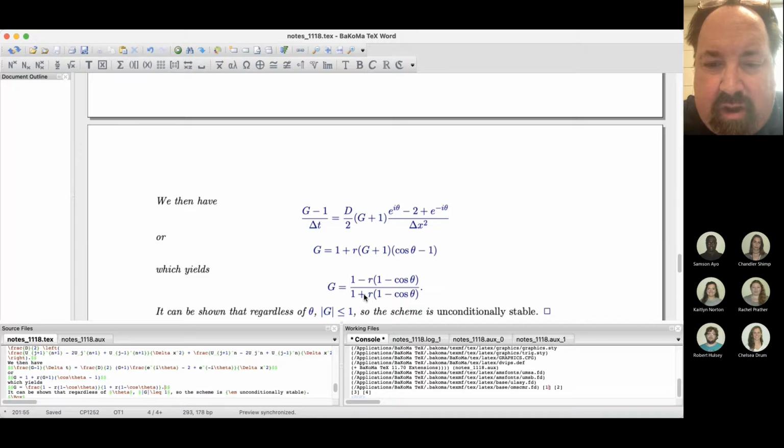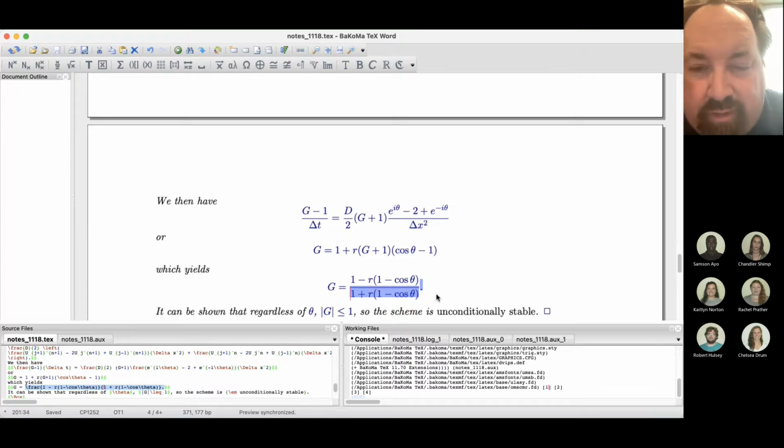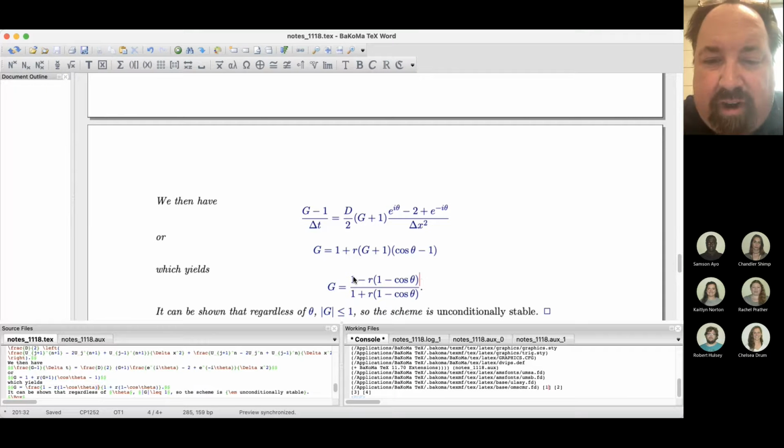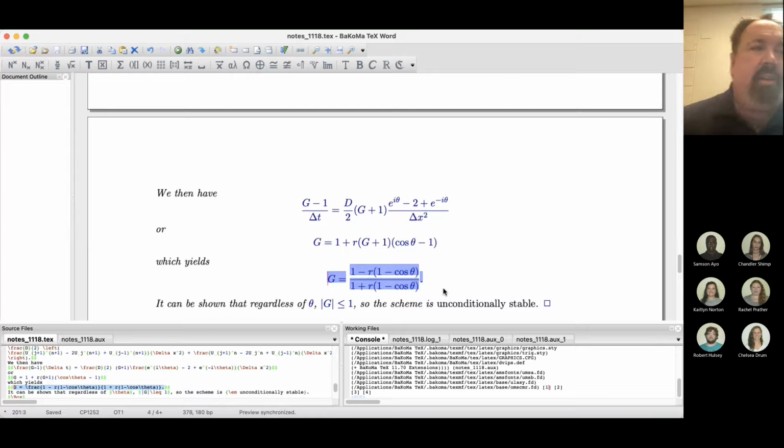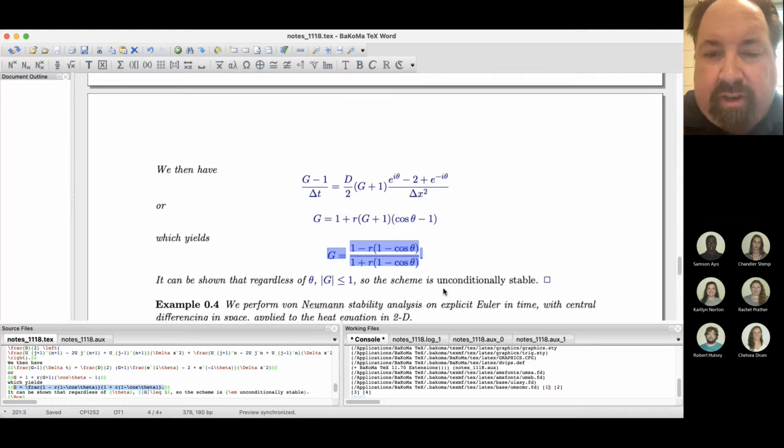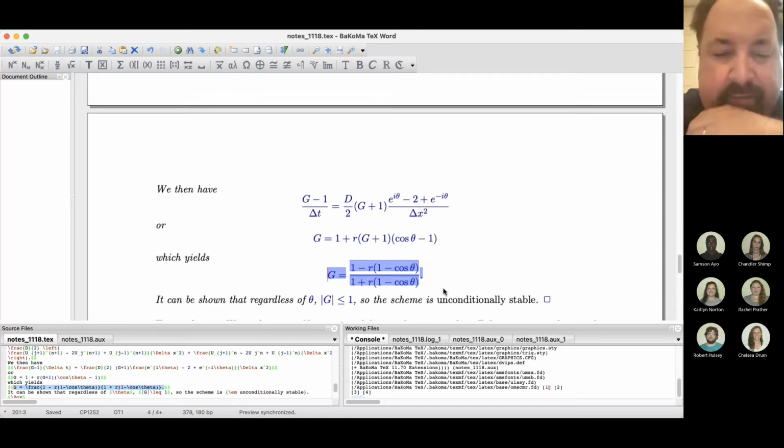Now, R is positive, and this factor here is non-negative. So the denominator is always going to be greater than or equal to 1. It's going to turn out to be larger than the numerator. So it doesn't matter what the value of theta is. This growth factor is always going to be less than or equal to 1 in magnitude. So this method is unconditionally stable. Questions on this one?